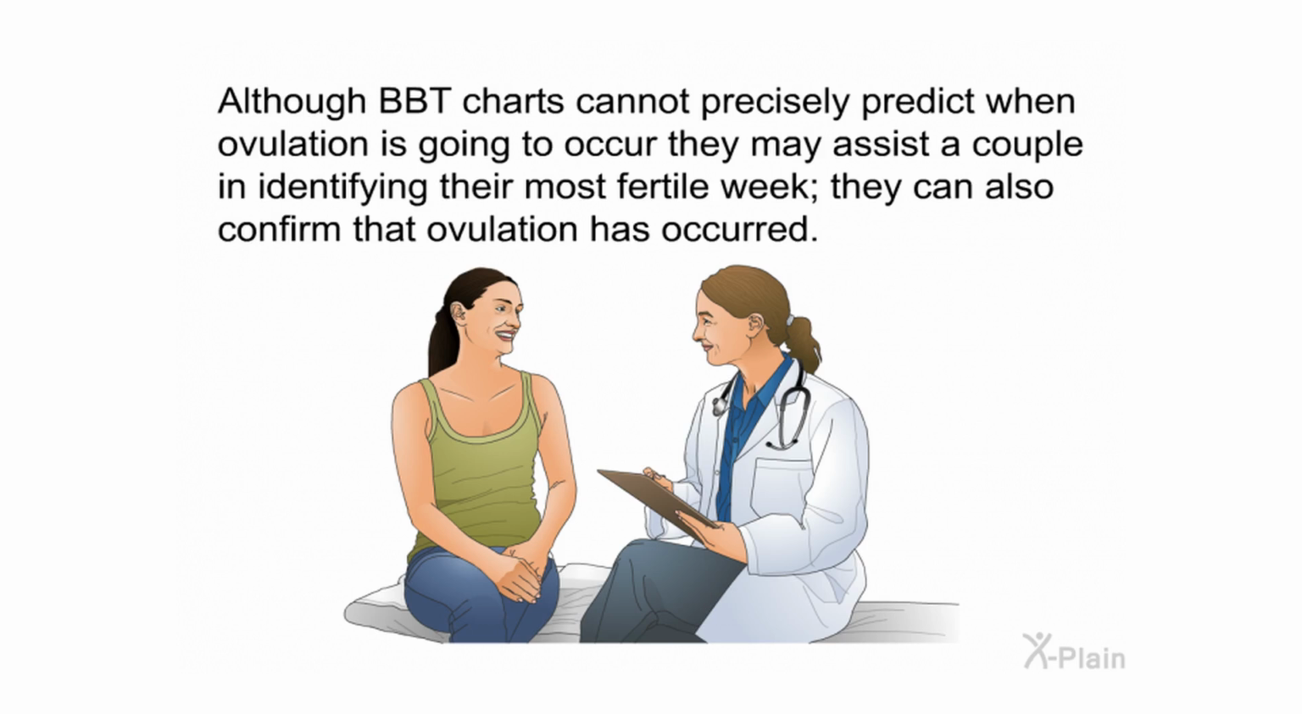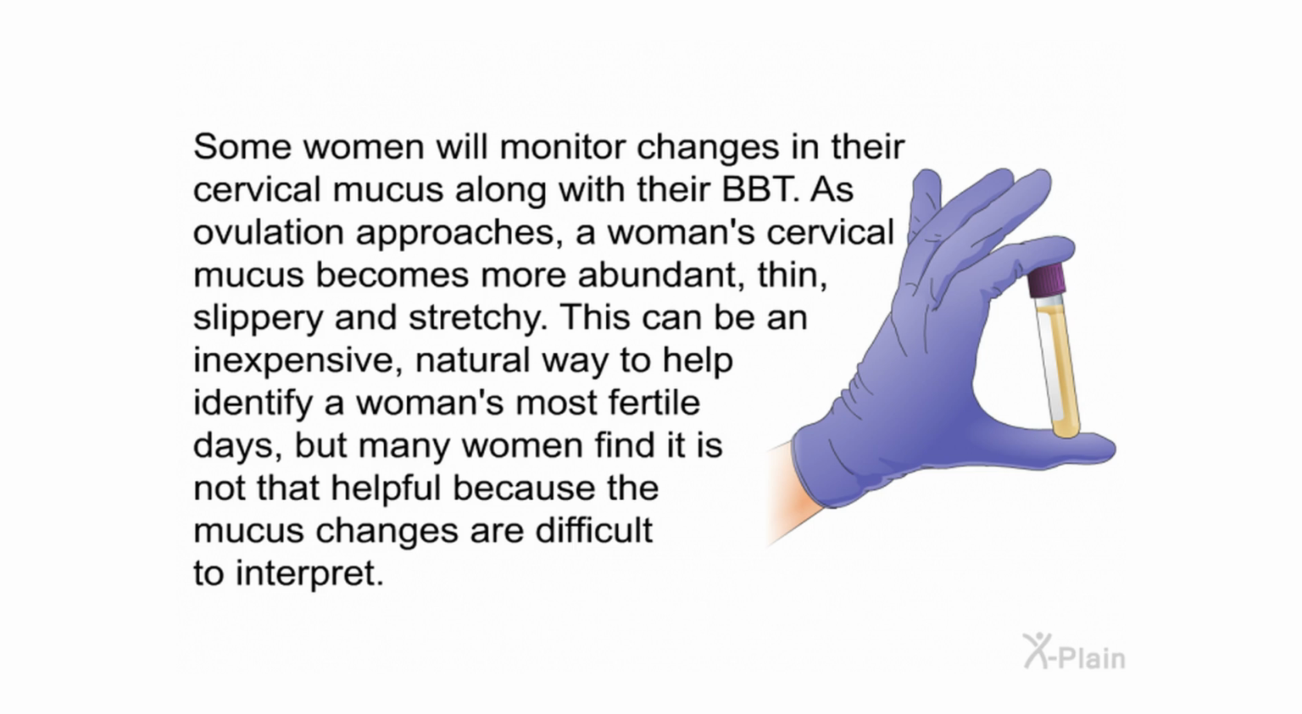Although BBT charts cannot precisely predict when ovulation is going to occur, they may assist a couple in identifying their most fertile week. They can also confirm that ovulation has occurred. Some women will monitor changes in their cervical mucus along with their BBT. As ovulation approaches, a woman's cervical mucus becomes more abundant, thin, slippery, and stretchy. This can be an inexpensive, natural way to help identify a woman's most fertile days, but many women find it is not that helpful because the mucus changes are difficult to interpret.